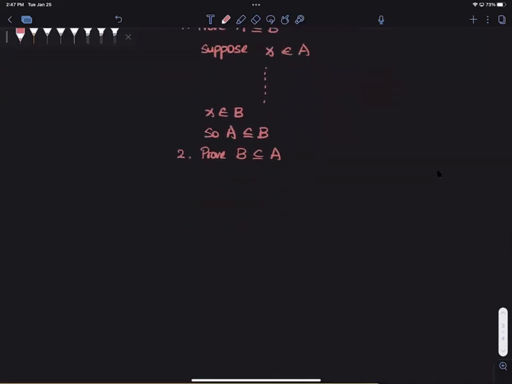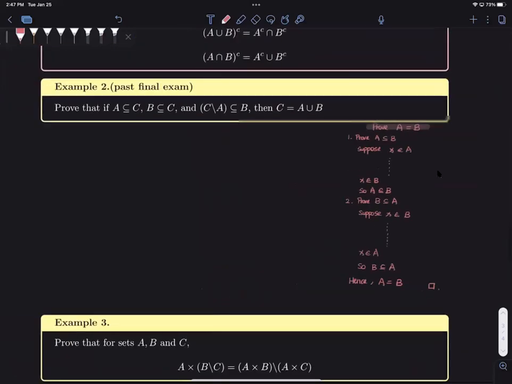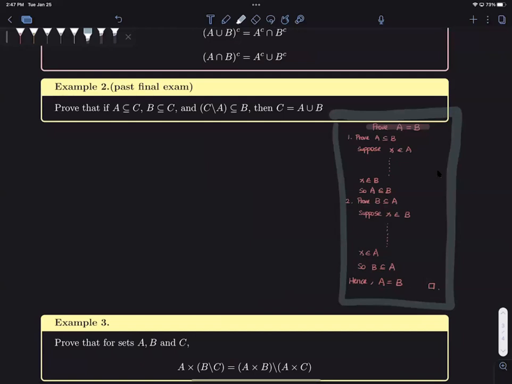Similarly, to prove B is a subset of A, you need to pick an arbitrary element from B, do some work magic in between, and then if you can get X is an element of A, then B is a subset of A, and they're equal. And you're done. That's how you prove two sets are equal. This will be tested multiple times, so make sure you know how to do this.